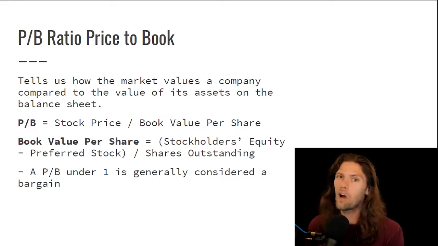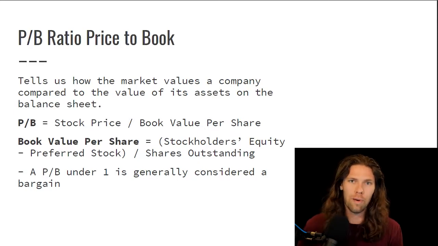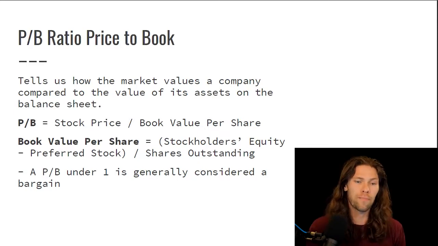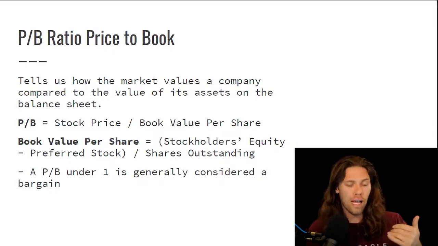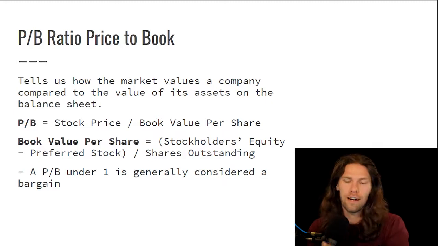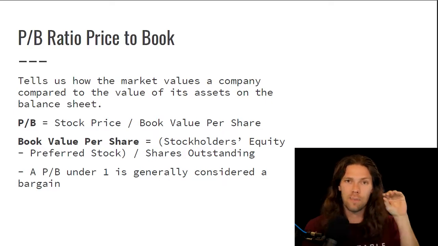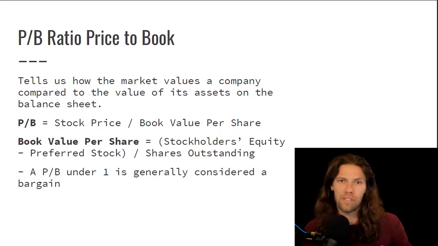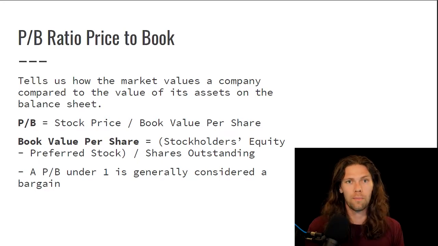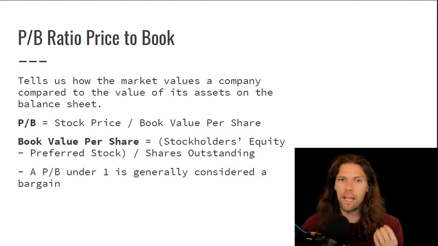Now this one's a little bit harder to calculate than the last two that we described, but it's still not too bad. So book value per share has a calculation in itself. In order to calculate that, you need stockholders' equity minus preferred stock. Now many companies don't have preferred stock, so in a lot of cases it's just going to be stockholders' equity, and then you'll divide that by shares outstanding, the total number of shares in the company. And a price to book of under 1 is generally considered a bargain.